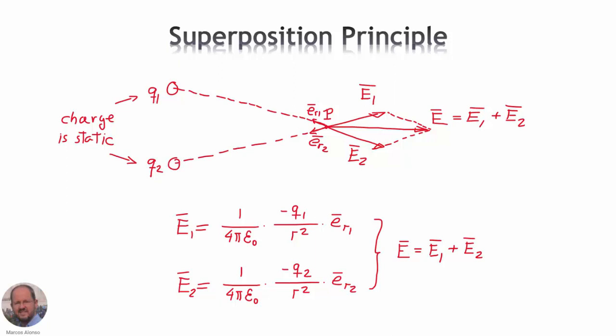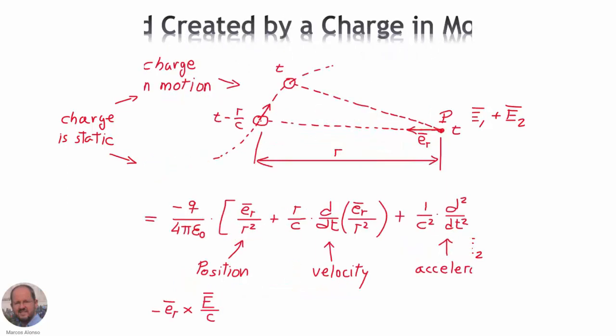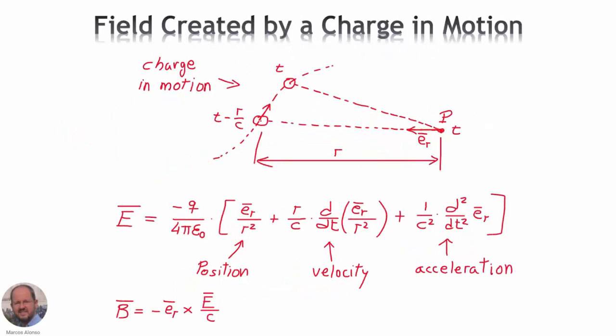The magnetic field can only be generated by charges that are moving. And when charges are moving, things are getting much more interesting. So let's study what is the expression to calculate the field created by a charge in motion.